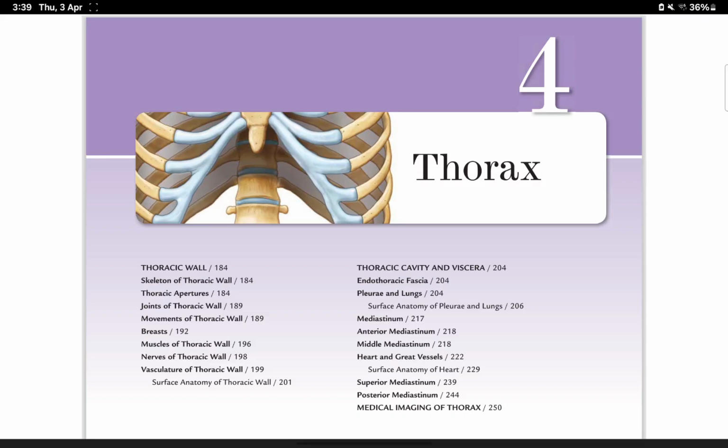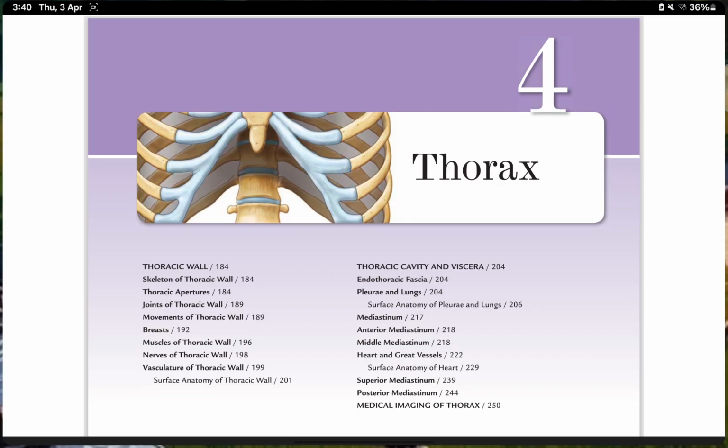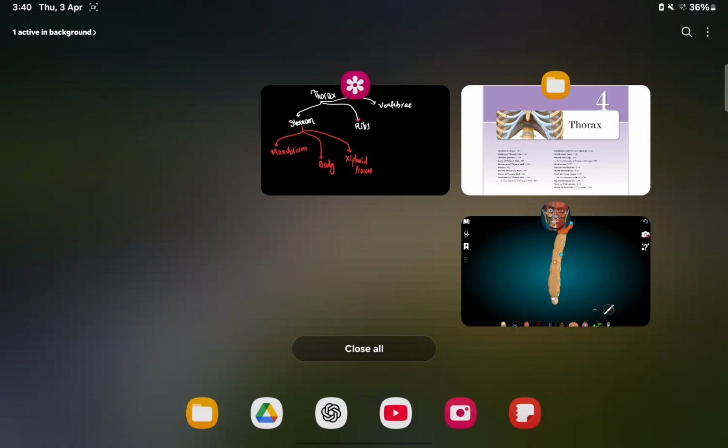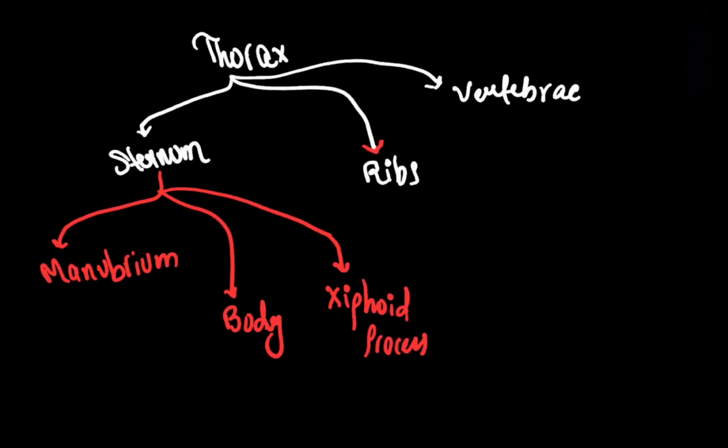So it consists of three important bones. First one, sternum, ribs, and thoracic vertebrae. So start with sternum. Sternum is further divided into three parts: manubrium, body, and xiphoid process.